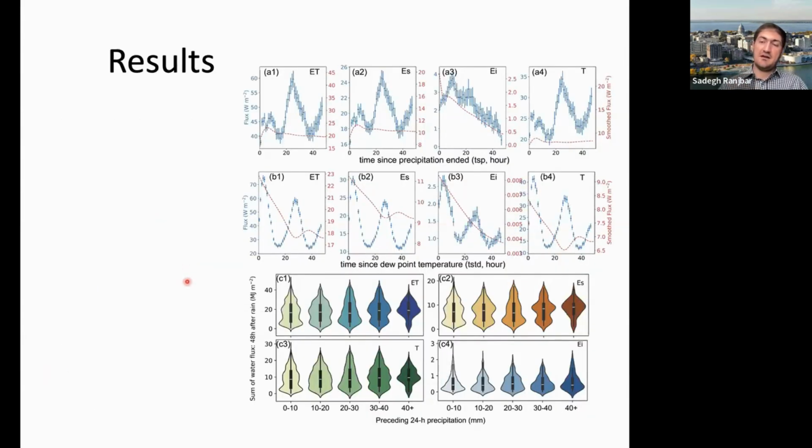And in another interesting analysis, we showed how evapotranspiration, surface evaporation, intercepted evaporation, and transpiration work after each precipitation event or each dew point event, and we saw which ones are decreasing and which one is increasing over time.